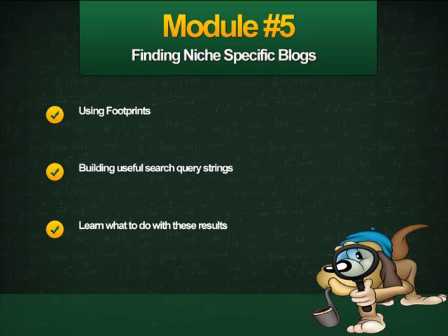Module 5 is about finding niche-specific blogs, and we're going to learn about footprints and find some. Then we'll get into building useful search query strings using these footprints, and then we'll learn what to do with the results once we find them.